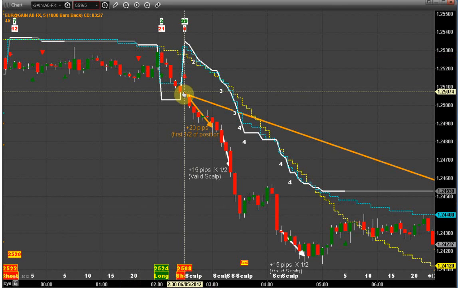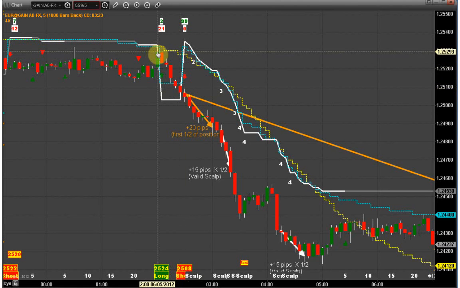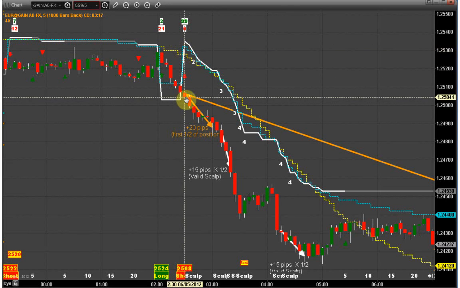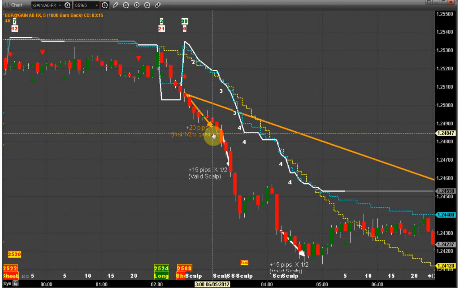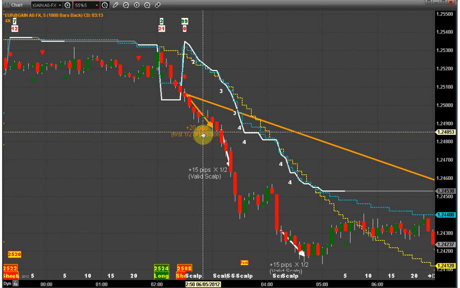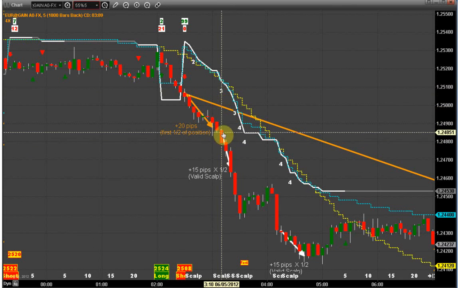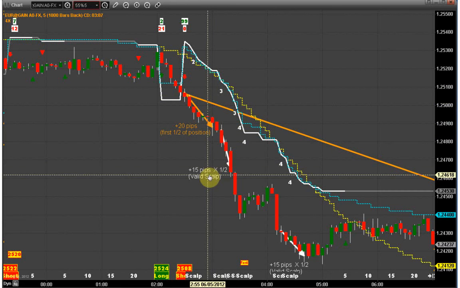we had a short here at 2:30 in the morning, the first qualified trade. This wasn't a long qualified. It has to be on a long beyond the yellow line, which it wasn't. On a short, this certainly was. 20 ticks of profit are made here. 1/2 of the position is taken off at 20 pips. The next trade is a valid scalp here that occurs on a 3. 15 pips of profit are made there.